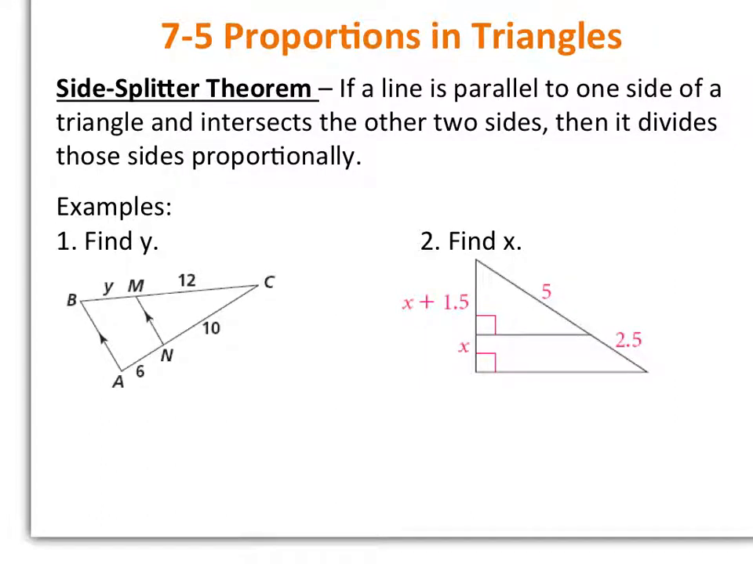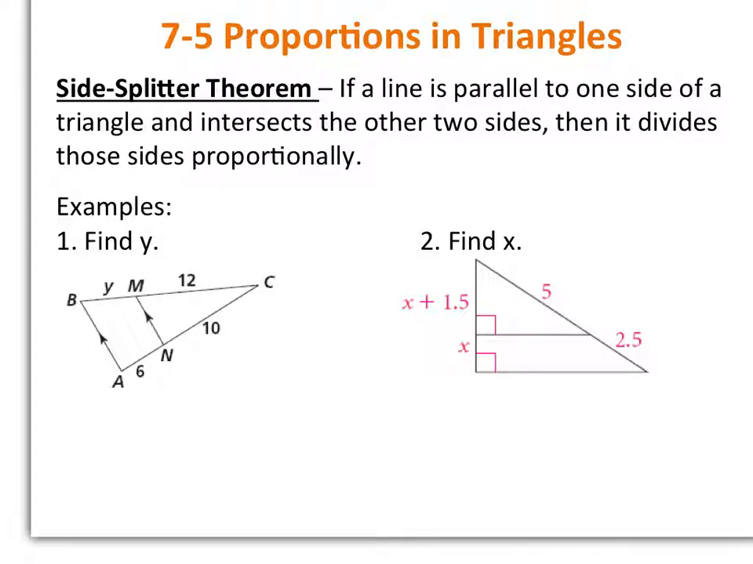Our last section in Chapter 7 is Section 7.5, Proportions in Triangles. The side splitter theorem says if a line is parallel to one side of a triangle and intersects the other two sides, then it divides those sides proportionately. So that means that we can set up a proportion to solve for our missing sides.